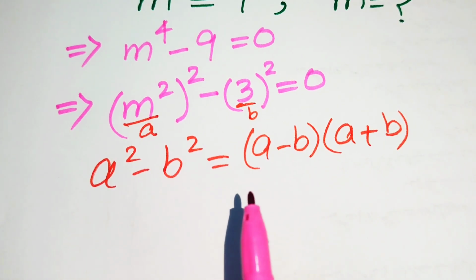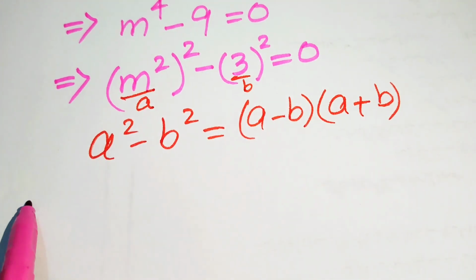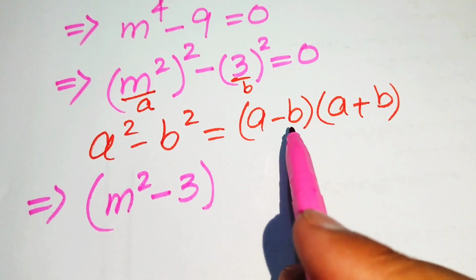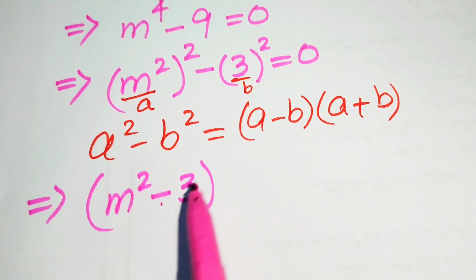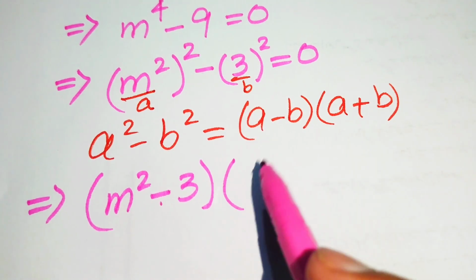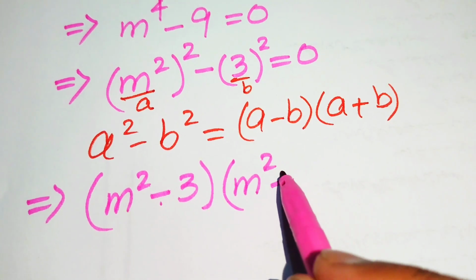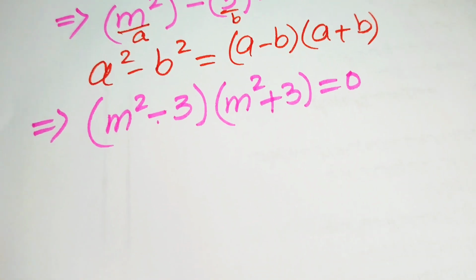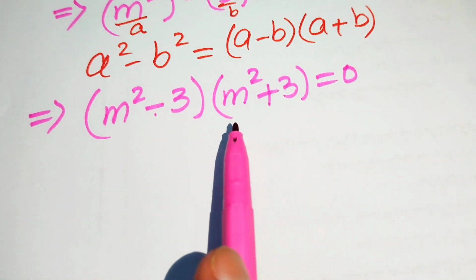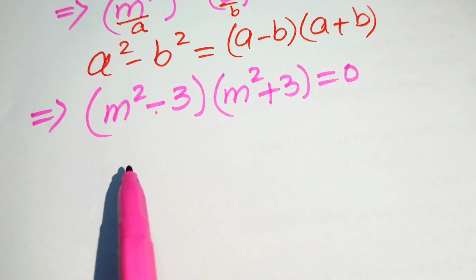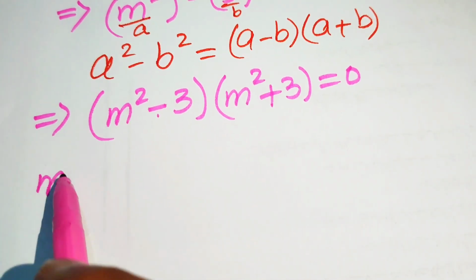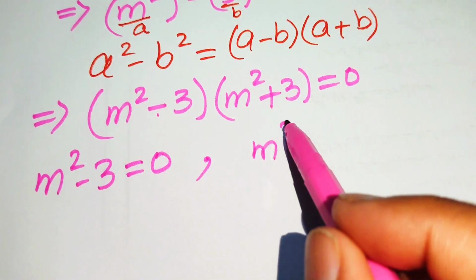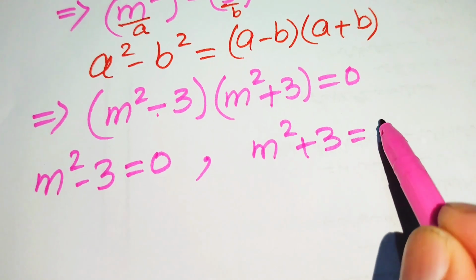When we substitute these into the formula, it will be written in this form: m square minus 3, because we have a minus b, where a is m square and b is 3, times a plus b, which is m square plus 3, and this whole equals 0. After that we have two cases, because these are two factors multiplied and equal to 0. Our first case is m square minus 3 equals 0, and our second case is m square plus 3 equals 0.